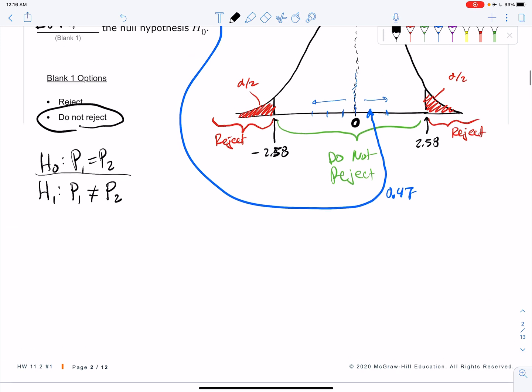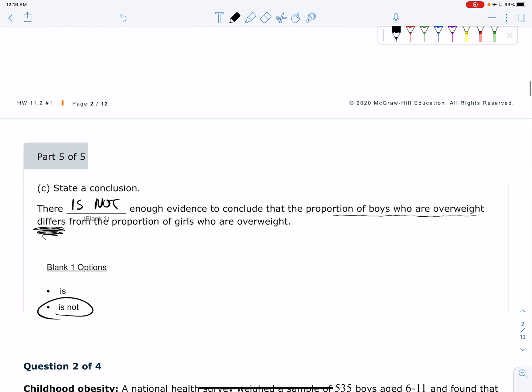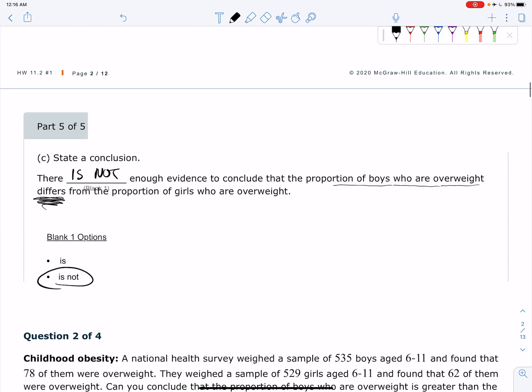Now, if our test statistic landed in one of these red regions on the left or right, at that point we would say statistically, we're going to reject the null that P sub 1 equals P sub 2, and we're going to go with the alternate, which is saying that they're different. And then down here we'd say there is enough information to say that there's a difference between those two. All right, but in this case we did not reject, and so there is not enough.